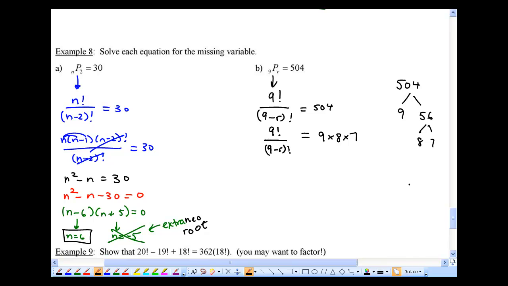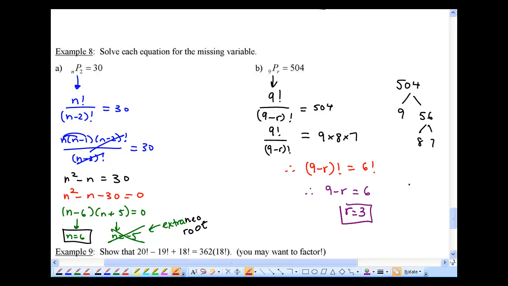So if it stops at 7, then I'll say therefore the denominator, 9 minus r factorial, what must that number be? Yeah, that must be 6 factorial because that's all the stuff that got canceled afterwards. So if 9 minus r factorial equals 6 factorial, then I guess that means that 9 minus r must equal 6. So what's r? Yeah, r is just 3. Okay? That's how you do that.